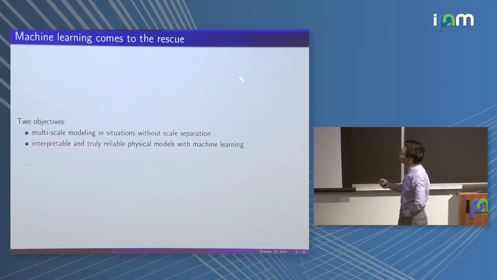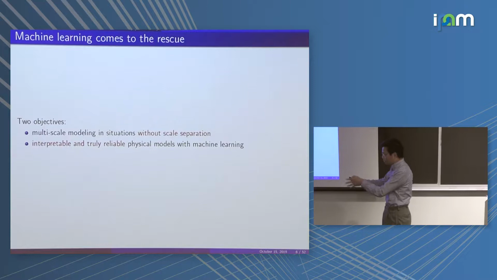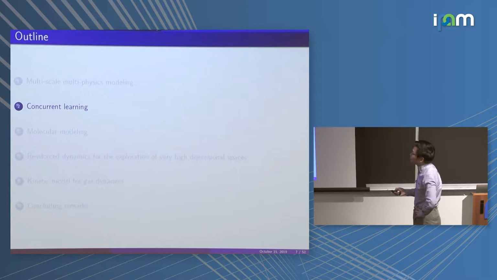Now with machine learning, our objective has changed. We want to develop multi-scale models, the program I just described, for situations where there's no scale separation, such as turbulence. We also want our model to be truly reliable, just like the Schrodinger equation. It shouldn't work only for the little data you generated, but should be like a new physical law, like the Navier-Stokes or Schrodinger equation. So this is what we want to do, and let's see how far we can go with this.